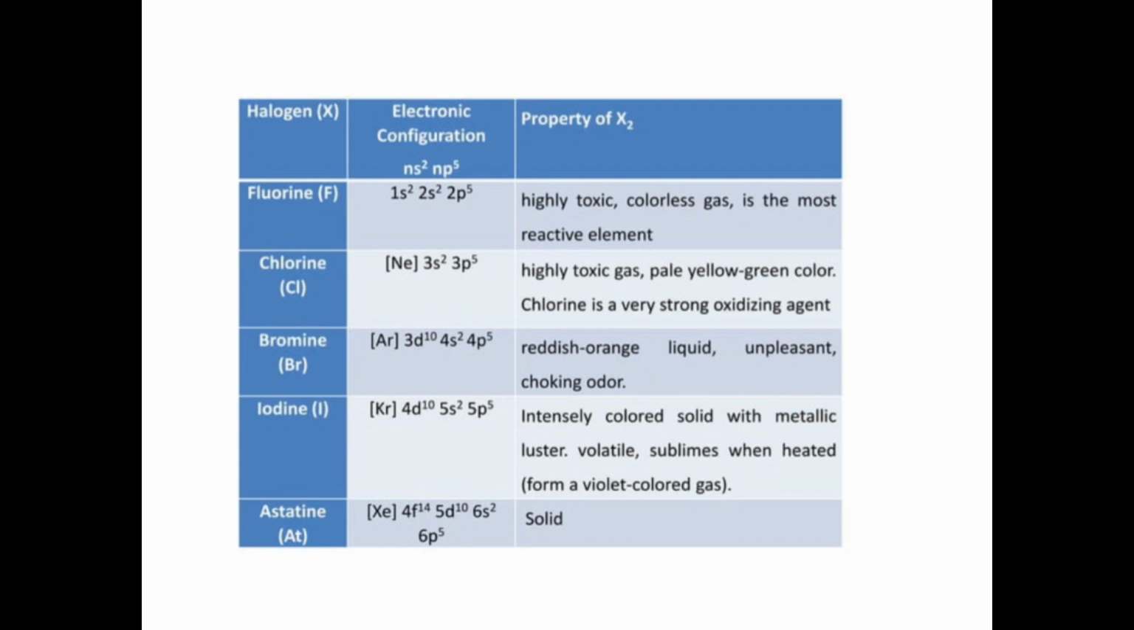Iodine is an intensely colored solid with metallic luster. It is volatile. It sublimes when heated. Iodine is one of the substances that sublime easily. From solid, it moves to gas. And then astatine is a solid radioactive element.